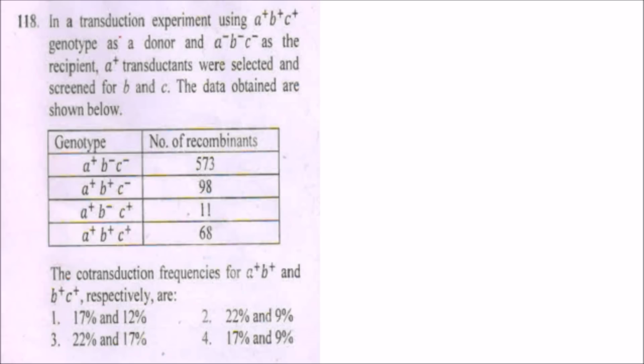Next question. In a transduction experiment using A positive, B positive, C positive genotype as a donor and A negative, B negative, C negative as the recipient, A positive transductants were selected and screened for B and C. The data obtained are below. Here we have to find out the co-transduction frequencies of A positive and B positive, and B positive and C positive. It means if it is A positive, B positive and C positive, then for co-transduction we should have the A positive and B positive alleles.